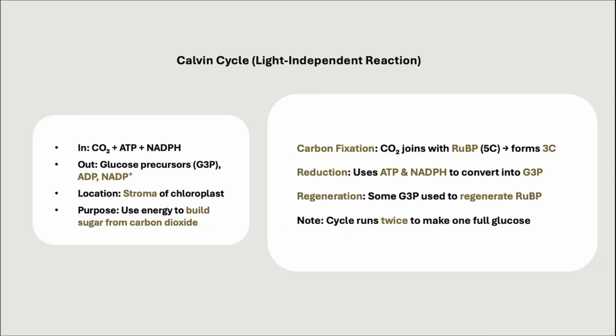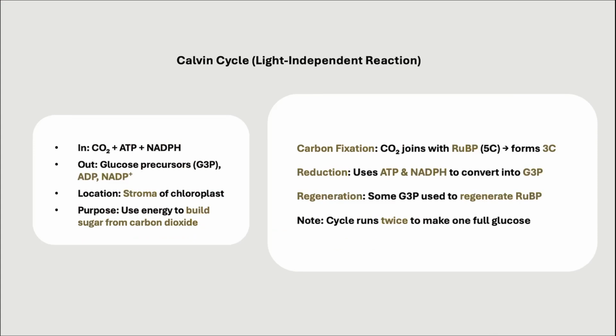Now let's look at the Calvin cycle. The Calvin cycle happens in the stroma, that's the fluid around the thylakoids, and it uses ATP and NADPH from the light reactions, plus CO2 from the air to build G3P.